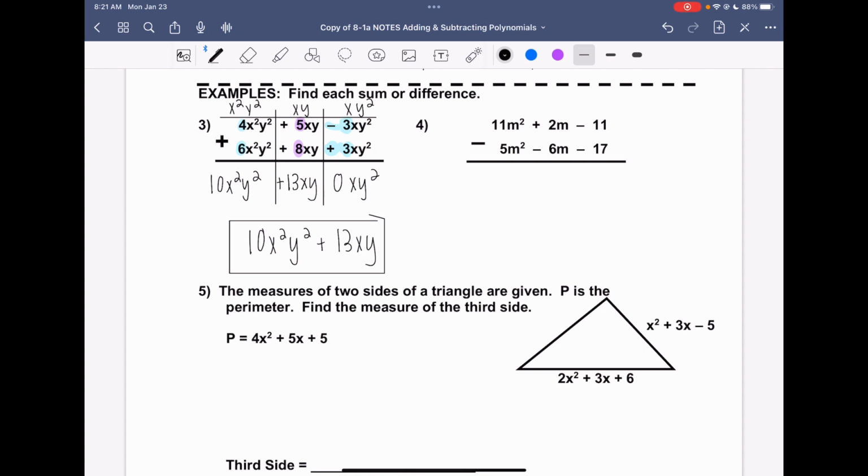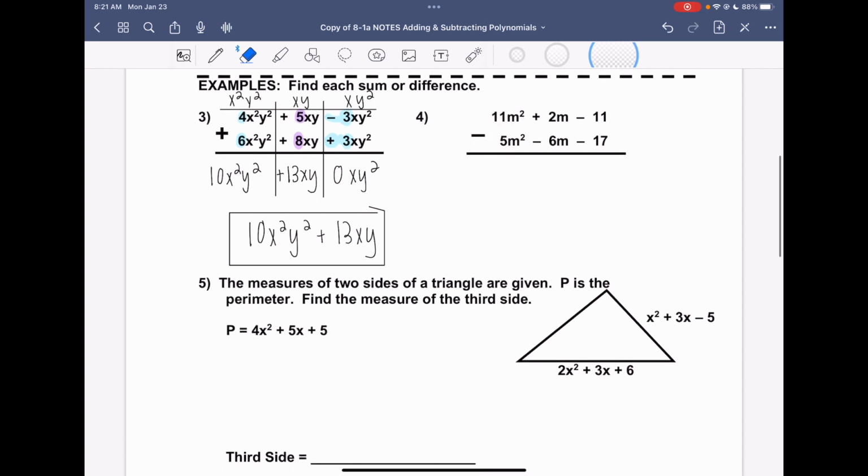Okay, so it's the same thing as the column trick. Now over here, we're going to subtract them. So now it's 11 minus our 5. So 11 minus 5 is 6. So we have 6m squared.